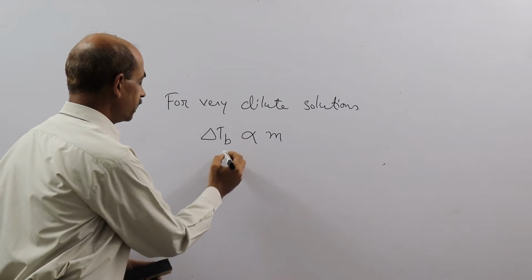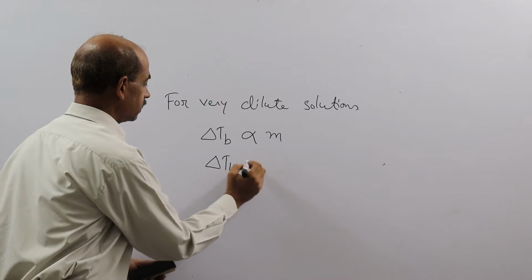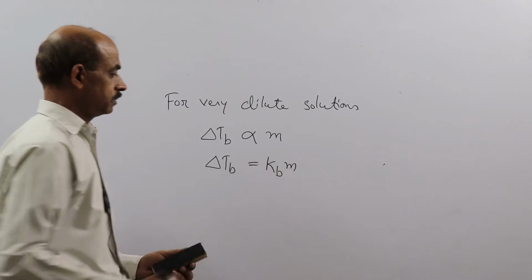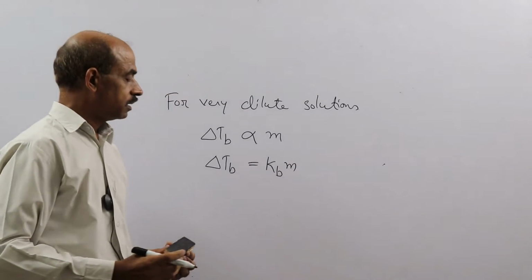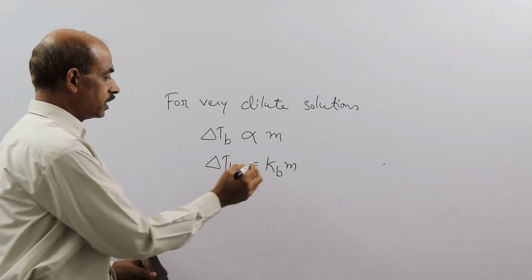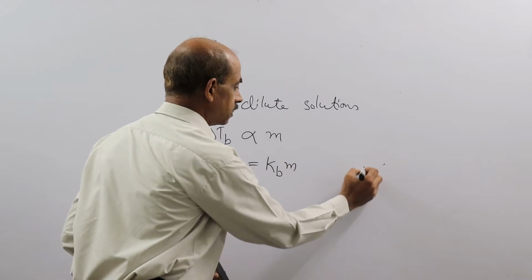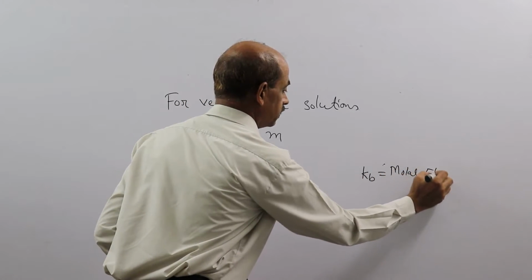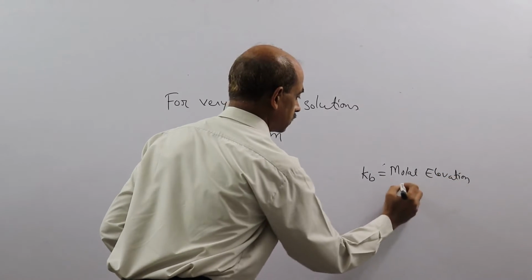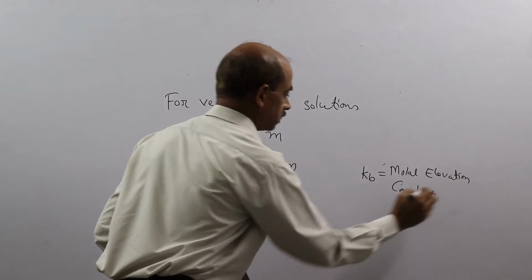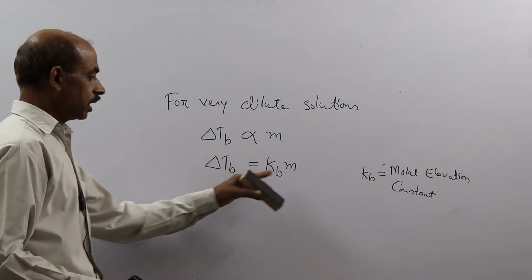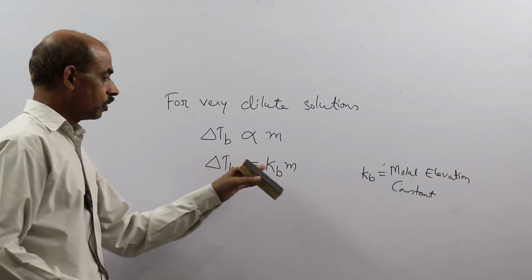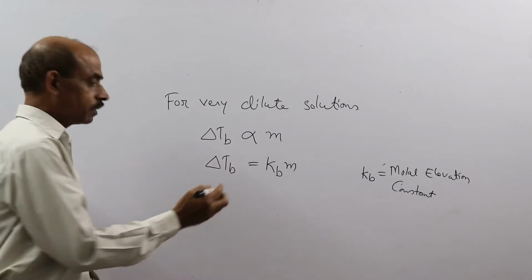and we can replace it by a constant called KB m, where KB is called the ebullioscopic constant, or we can call it the molar elevation constant. And now if we just substitute m by the formula of molality, we will get the whole formula pertaining to this.